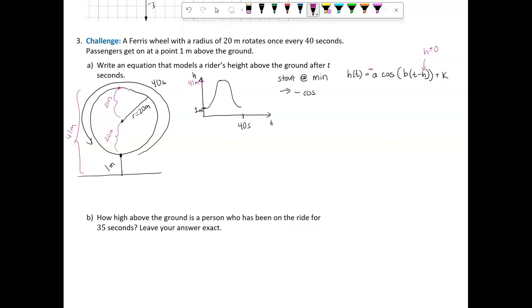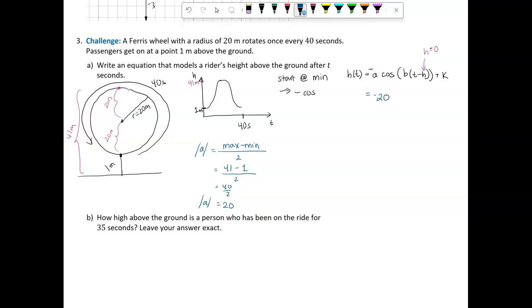So that means we have to figure out the other features. The a value, which is our amplitude, is calculated using the equation max minus min, divided by 2. Our maximum, we said, was 41. Our minimum is 1. So it's 40 divided by 2, which is 20 meters, which makes sense considering the radius of our circle is 20 meters. So we'll put that in, negative 20.